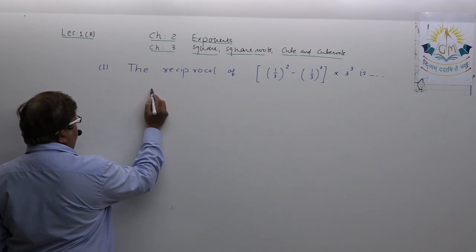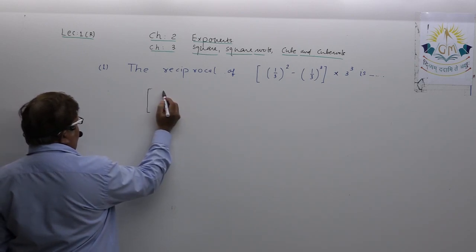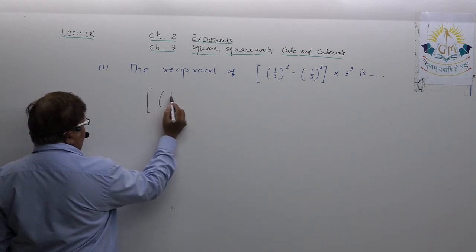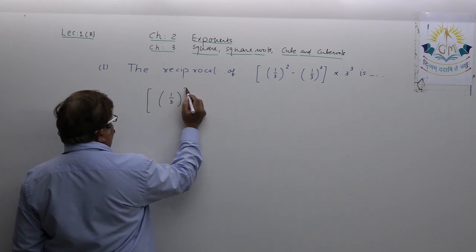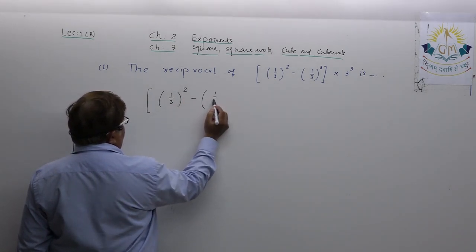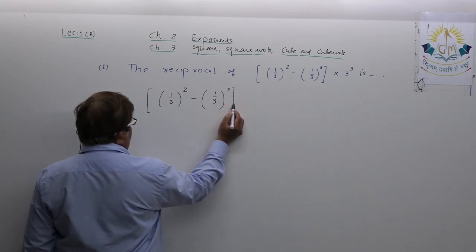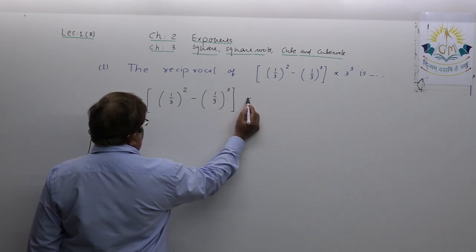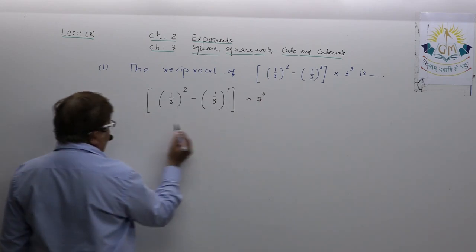What is that in the bracket? You are given 1 upon 3 raised to 2 minus 1 upon 3 raised to 3, multiplied by 3 raised to 3.